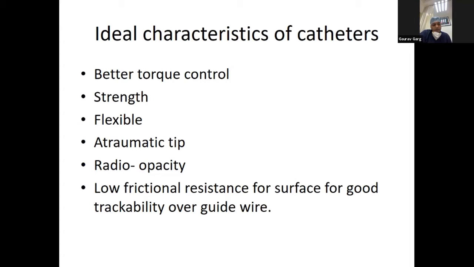It should have a good memory. That means it should remember its shape. Whenever you pass the catheter inside a short sheath or a long sheath, as soon as it comes out of that sheath, it should regain its original shape. The friction of the catheter against surfaces, like the guide wire or the vessel wall, should be very low, so it should not rub against them.